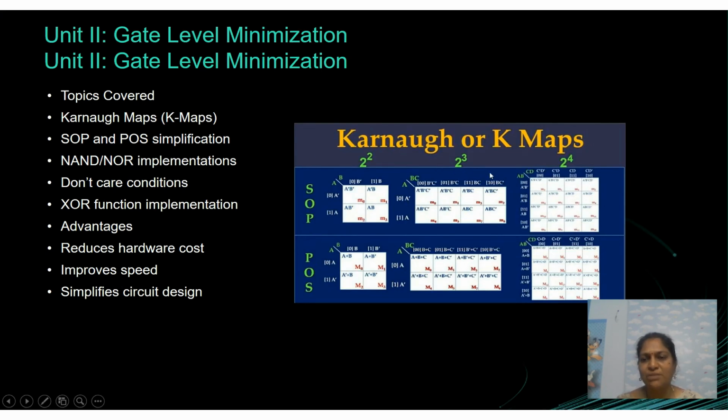So these are examples of K-maps used in the syllabus. K-maps are used for simplifying SOP expressions as well as POS expressions. We are having 2 variable, 3 variable, and 4 variable K-maps. The next level is 5 variable also.